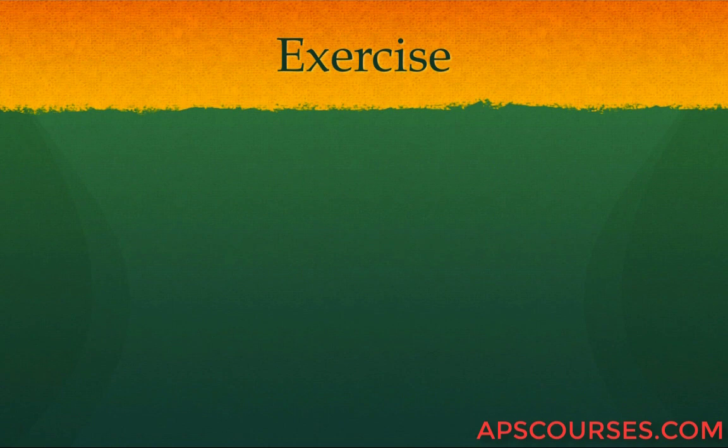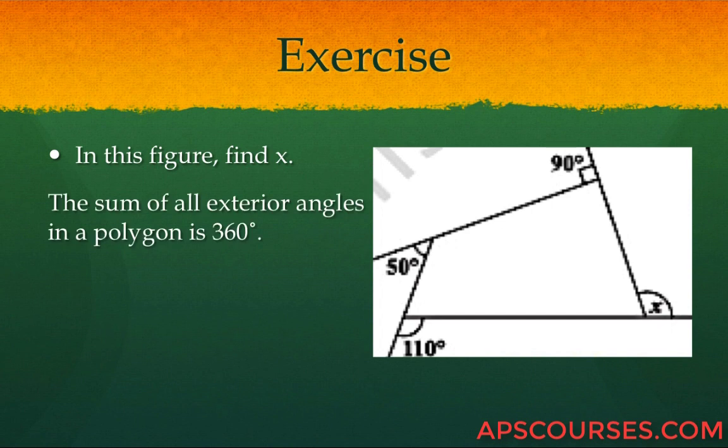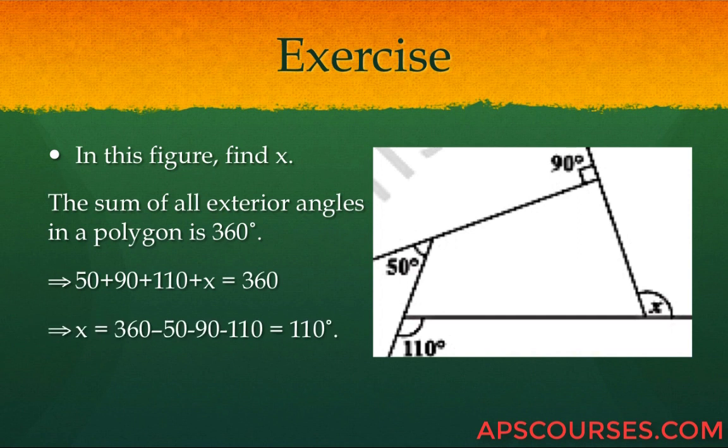Let us solve another simple exercise. You have 3 angles in this figure: 90 degree, 50 degree, 110 degree and x degree. All of them are the exterior angles. You need to find the value of x. We know that sum of all the exterior angles is 360 degree. Therefore, we just need to add up these 4 angles, and they would be 360 degrees. On solving, x comes out to be 110 degrees.